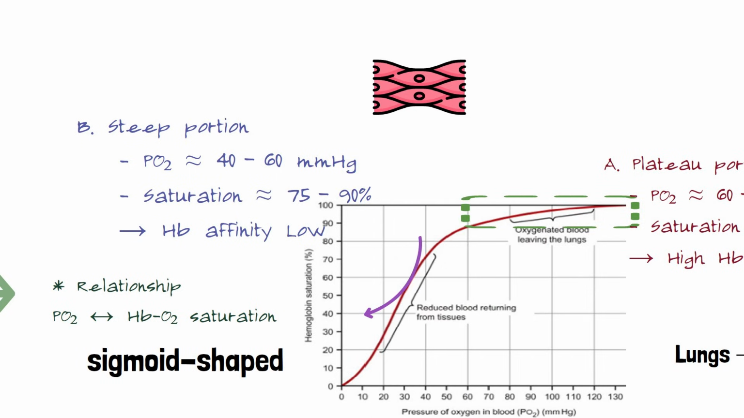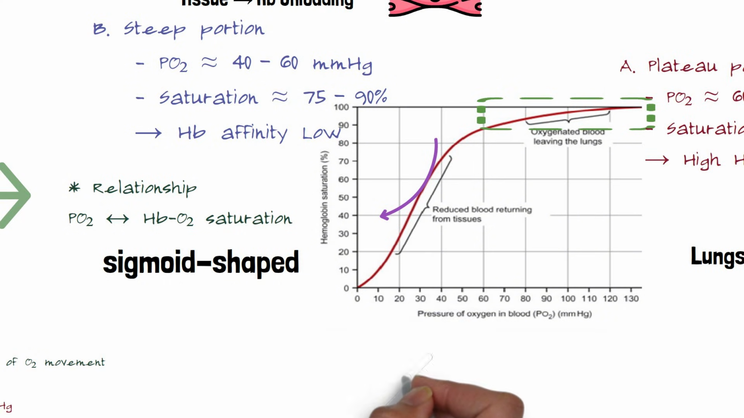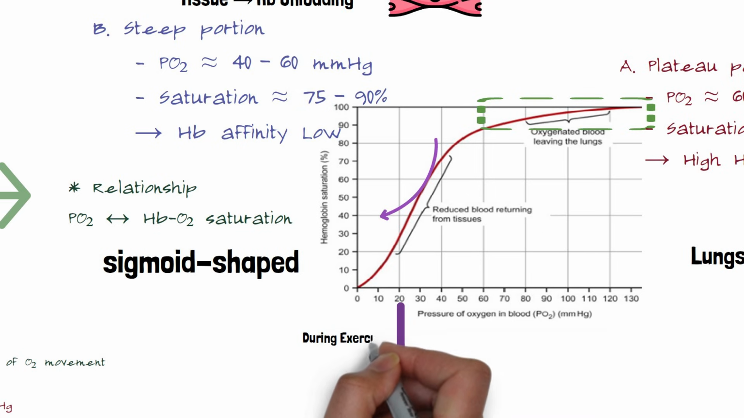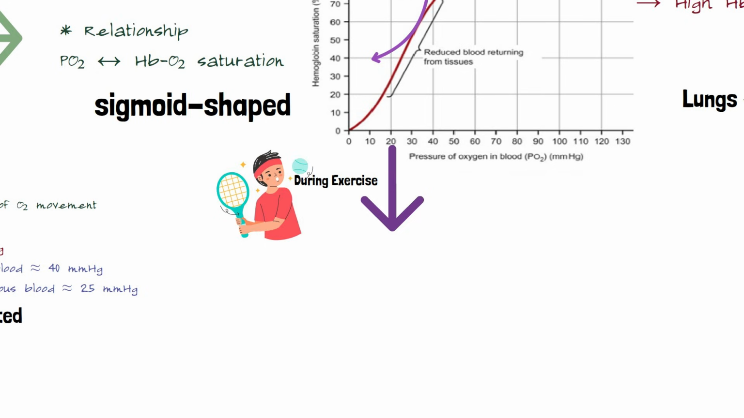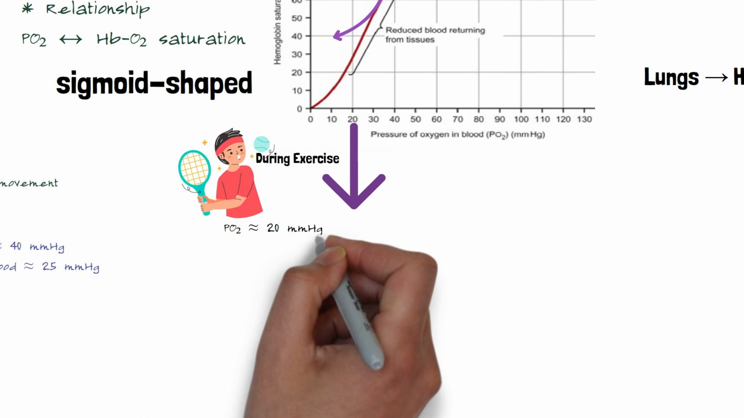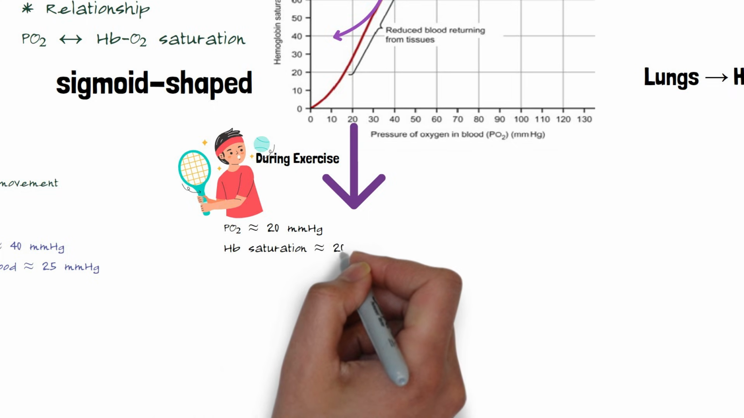and during exercise, what will happen? The tension falls more, from 30 to 20, and the saturation also falls more, from 70 to 20. So the saturation falls around 50%. This is to say the affinity of the hemoglobin decreases more and more.